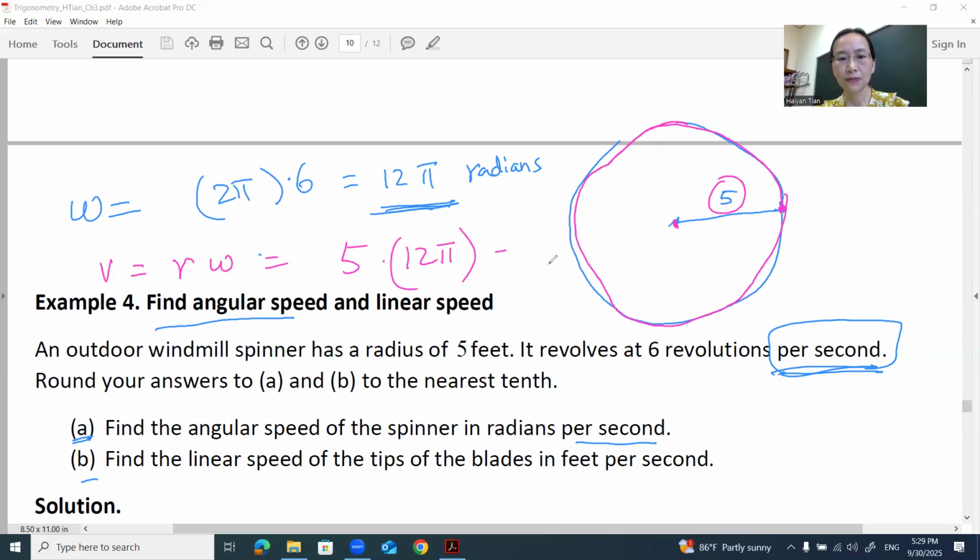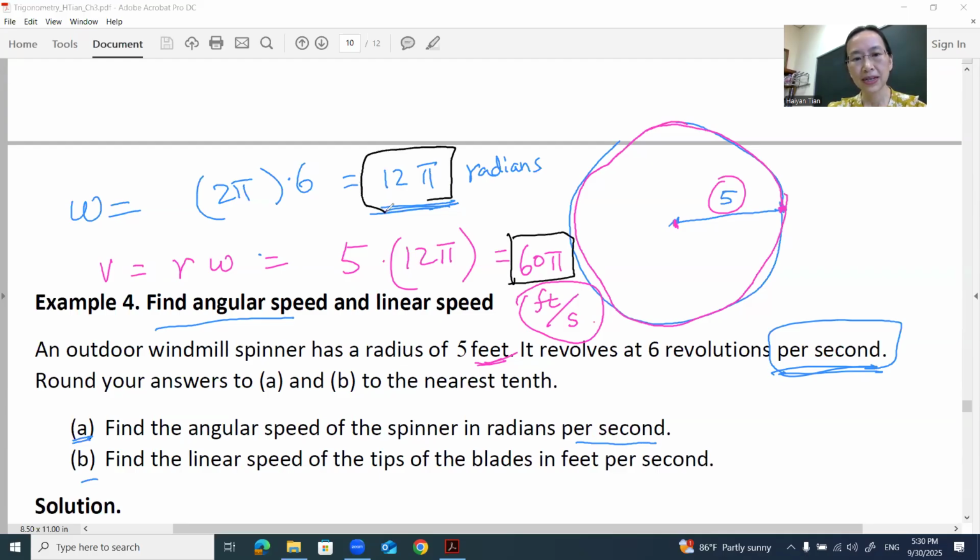And this will give 60 pi. The unit is feet, because the radius is 5 feet, so feet per second. So this is 60 pi feet per second for the linear speed and 12 pi radians per second as the angular speed.